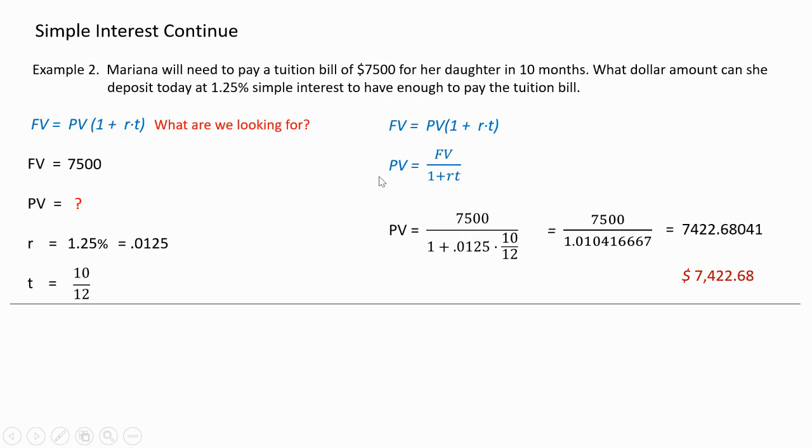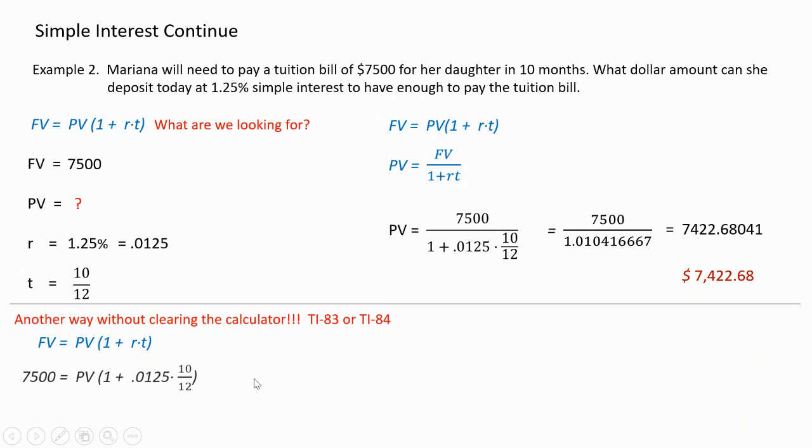Okay, but this formula is easy to use. Okay, another way without clearing the calculator. Here it is with a TI-83 or TI-84. So check this out, guys. Here's what you do. The formula right there, so plug everything in. What I'm going to plug in the calculator, guys, is this right here. You're going to put parentheses, 1 plus 0.0125 times 10 over 12, close parentheses. You see, you're going to put it just the way it is in the calculator. And that's the answer that it gives you.